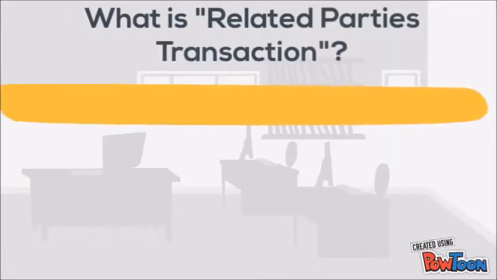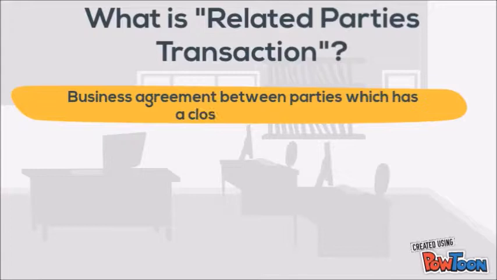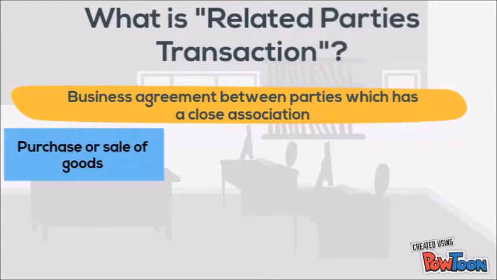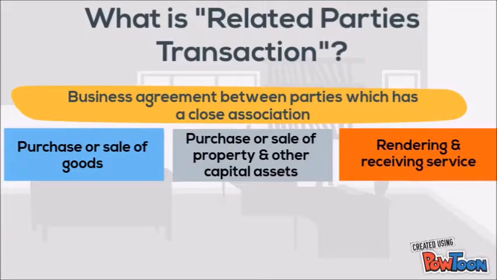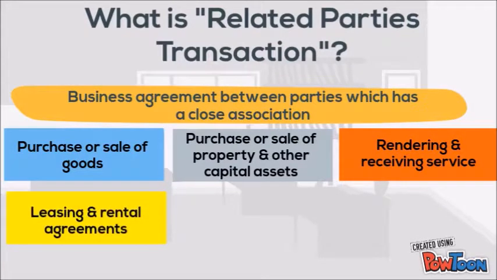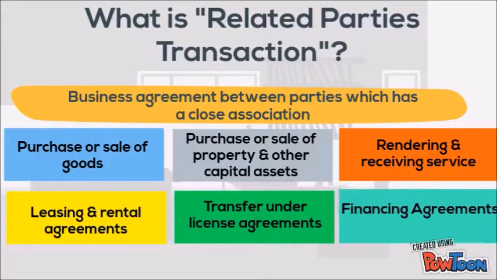Then, what is a related parties transaction? It is a business agreement between parties which have a close association. It includes purchase or sale of goods, purchase or sale of property and other capital assets, rendering and receiving services, leasing and rental agreements, transfers under license agreements, and financing agreements such as loans and equity contributions.